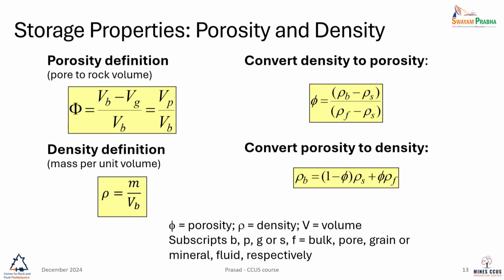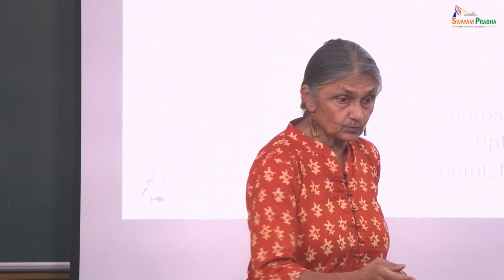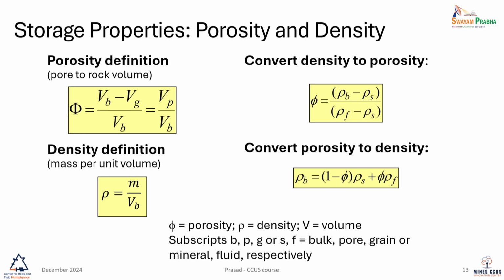Okay, so what are these properties of interest? We have porosity and density. This is what we had in the impedance. We can go from one to the other. It's a very simple calculation, almost trivial. The density is mass per unit volume, porosity is pore to rock volume. Simple stuff.